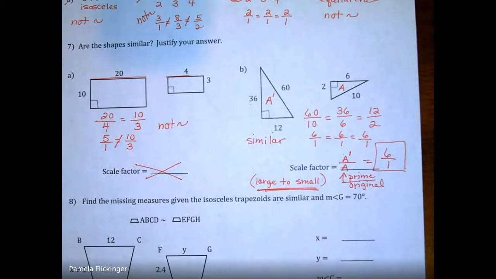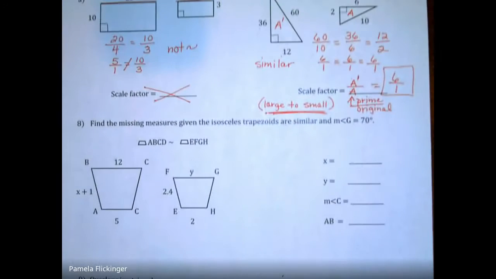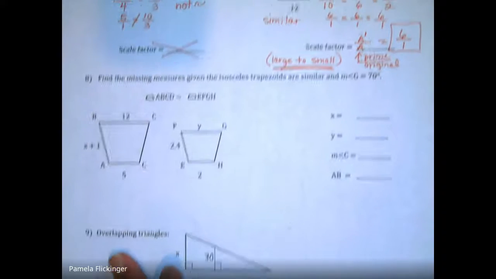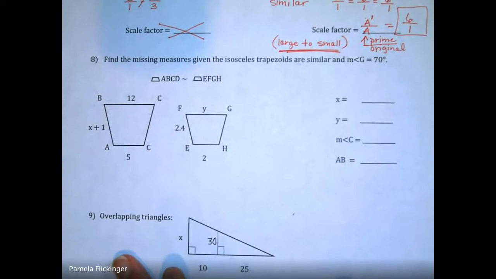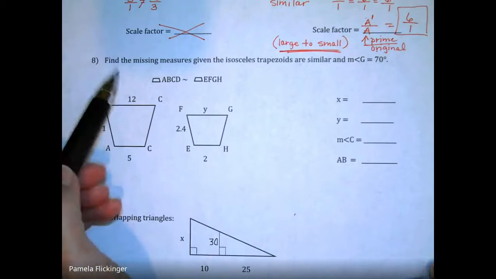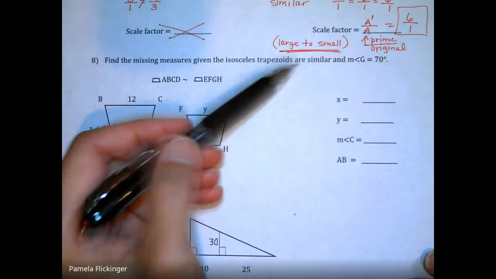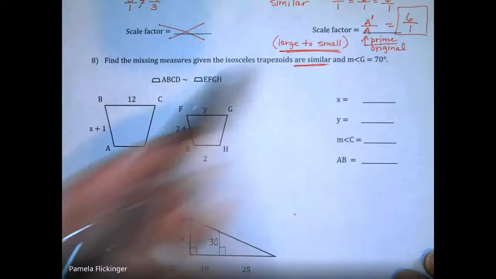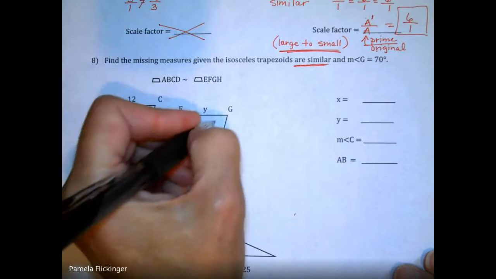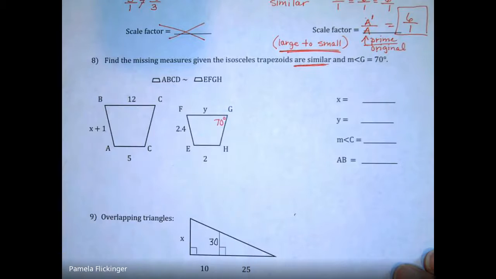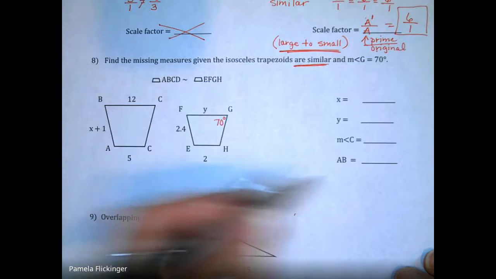All right, the last thing you're going to be doing with similar triangles, besides determining if they are similar, is finding missing parts. So the directions say find the missing measures given in this isosceles trapezoid. They are similar, so we know that. And we're told the measure of angle G is 70 degrees, so I'm going to go ahead and put that in my picture. It wants us to find x, y, the measure of angle C, and the length of AB.